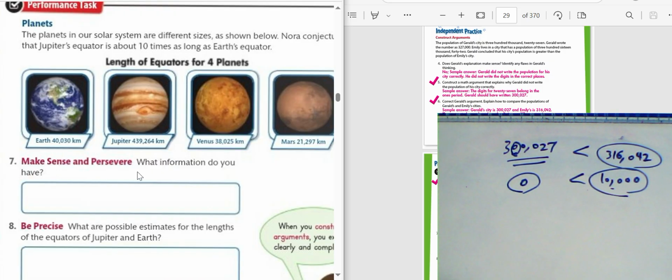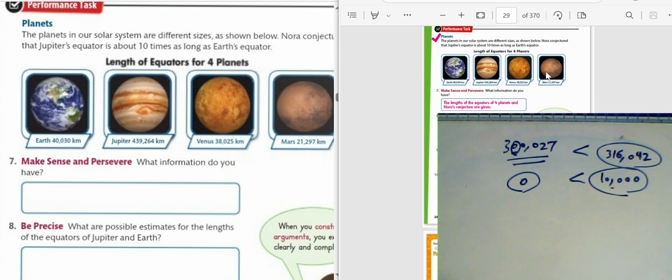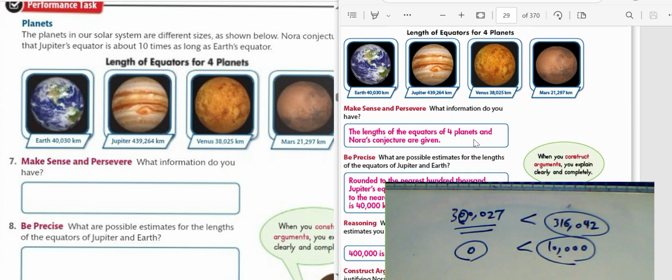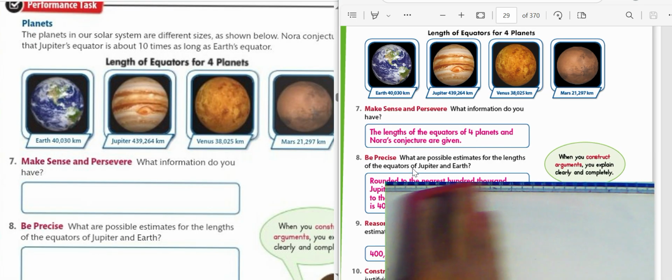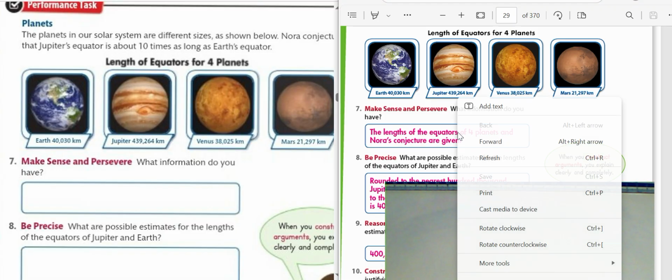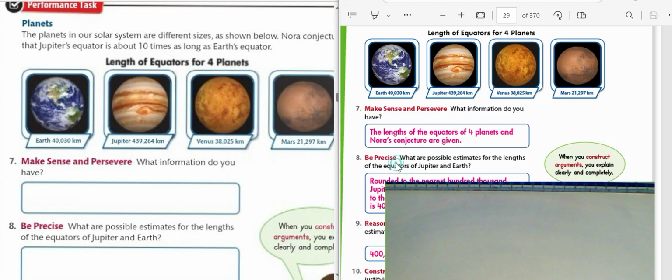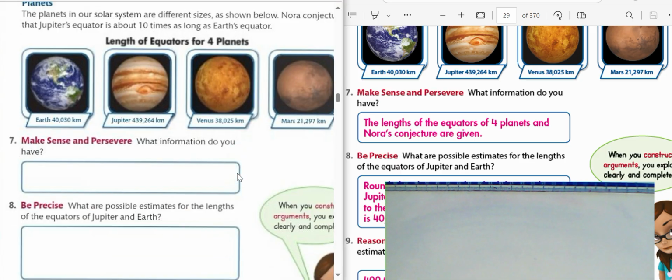Make sense. What information do you have? We have here the circumference of each planet like this. You can write the lengths of equators of 4 planets and Earth, and Nora's conjecture are given. He gives us information about the circumference of each planet here, like the length of equators of 4 planets and Nora's conjecture. And question number 8.